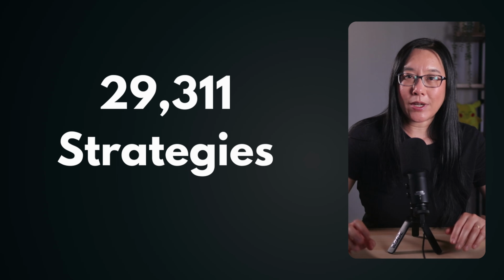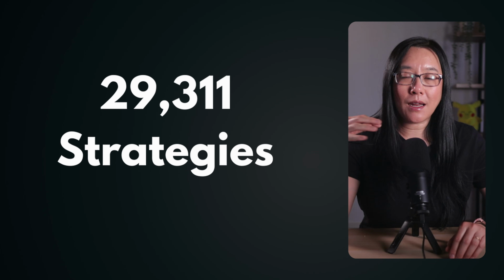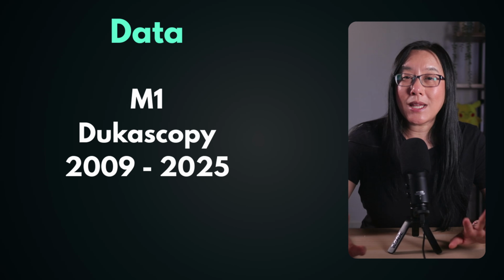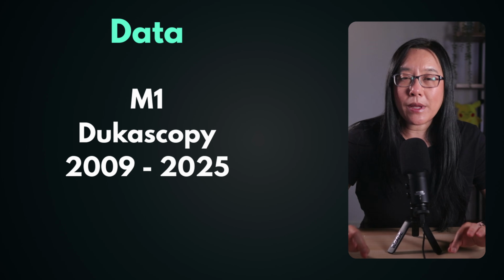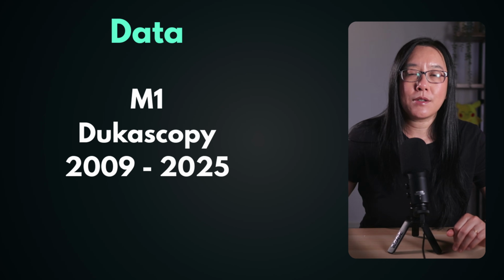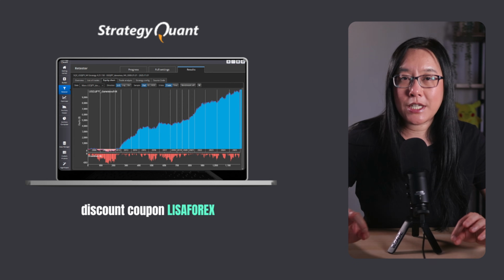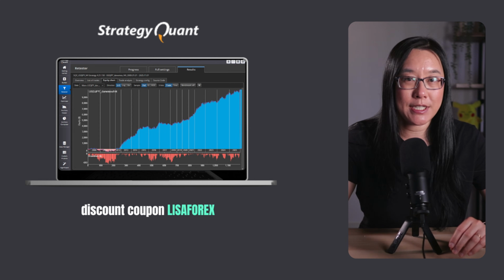To answer that question, I went and spent a month analyzing 29,311 strategies. So let me walk you through the experiment so you can understand exactly how it was performed. First, I took quality M1 data from Dukascopy from 2009 till 2025, and I used a software called StrategyQuant to create these strategies for me.